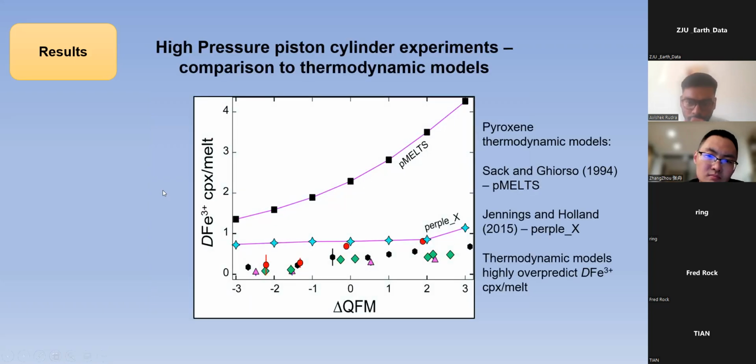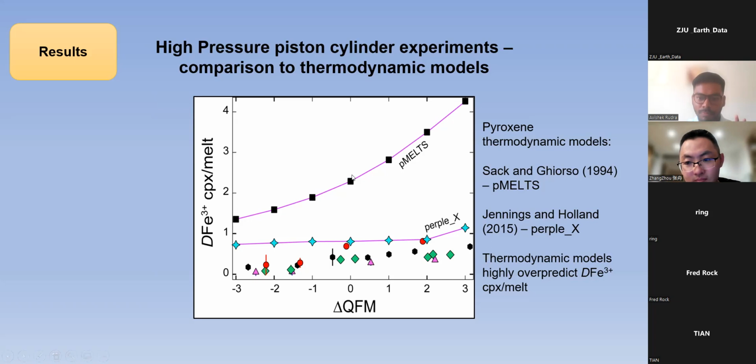And I won't go into too much detail on this, but just as a side note, we compared the ferric iron partition coefficients with the existing thermodynamic models, such as pMELTS and Perple_X. As I told you, we don't have a lot of experimental data to compare with, so what we compared with is previous theoretical thermodynamic models, such as Perple_X and pMELTS.